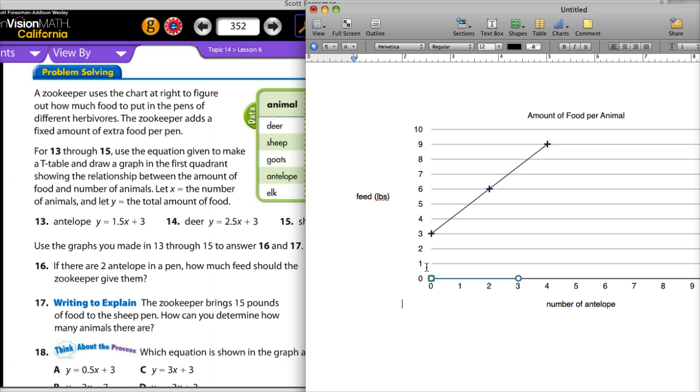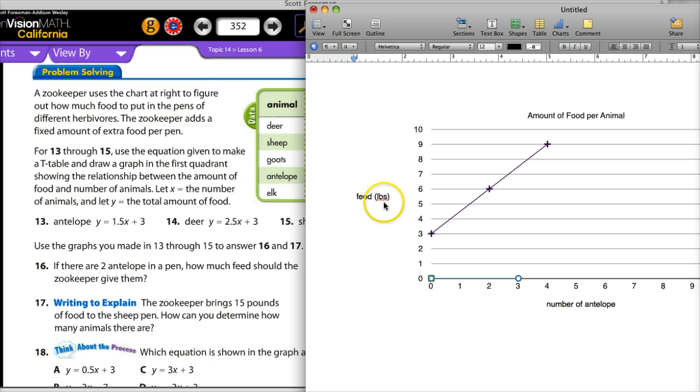It's asking you to plot the points, okay? And then draw a linear equation. Here it says let x equal the number of animals, okay? So here is number of antelope, okay? So I've taken 13 and I've gone ahead and put that here, number of antelope, and y equals the total amount of food.